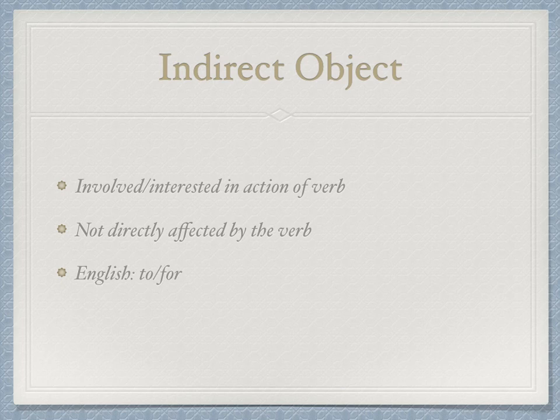So in English we will use the prepositions to or for to indicate an indirect object. Latin, however, uses a whole new case, which is called the dative, and so when we see these endings we will know to translate them as to or for.